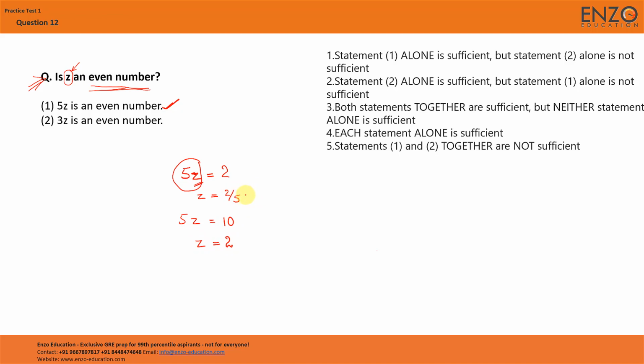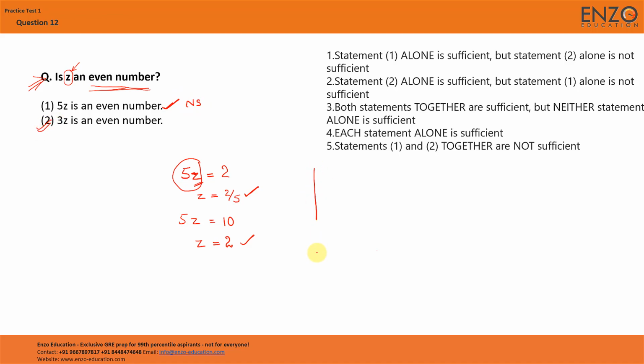So we are seeing one case in which z is a fraction and another case in which z is an even number. So we are not sure about the exact nature of z. So the first statement is definitely not sufficient. Now let's look into the second statement.